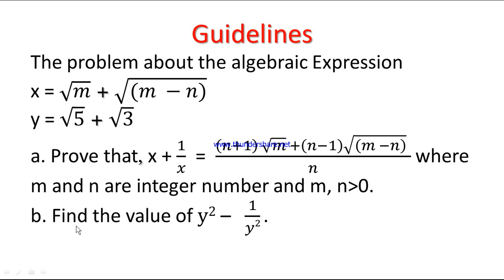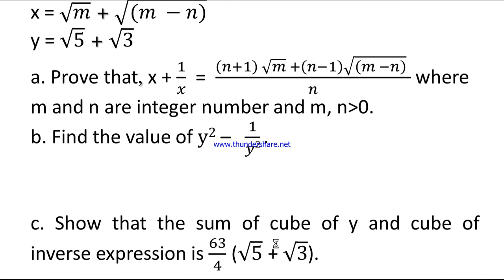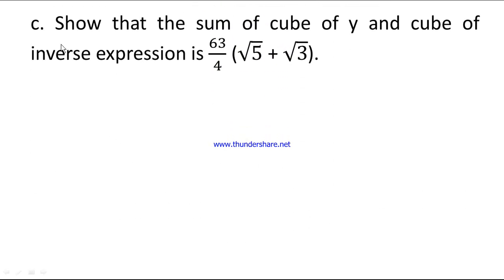Number B, find the value of y square minus 1 by y square. Number C, show that the sum of cube of y and cube of inverse expression is 63 by 4 into root 5 plus root 3.